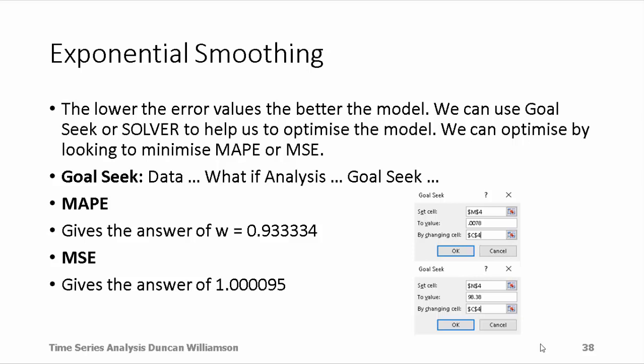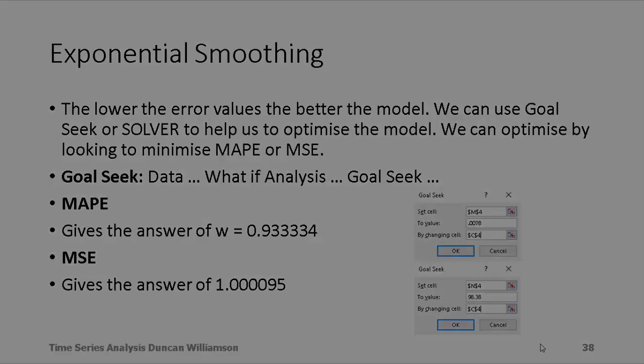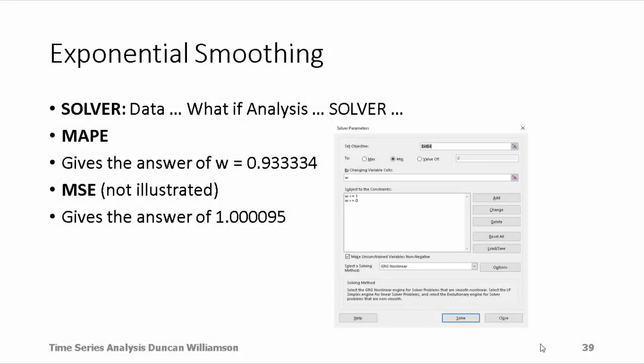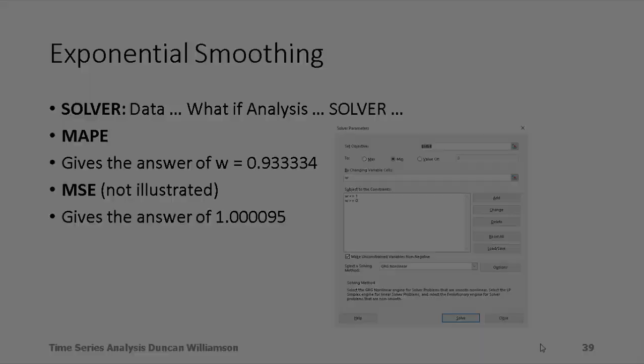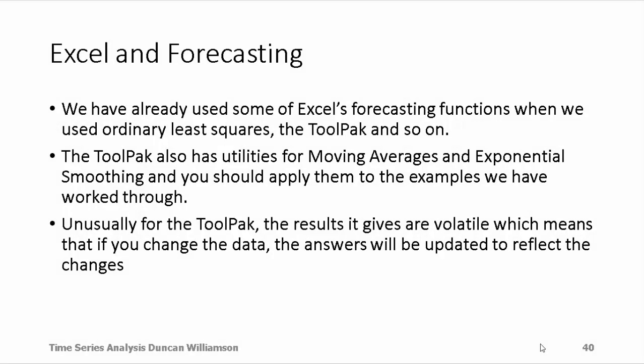GoalSeek: data, what if analysis, GoalSeek. Minimizing MAPE gives the answer of 0.933334. Minimizing MSE gives the answer of 1.000095. If we use Solver: data, what if analysis, Solver, MAPE gives the answer of W equals 0.933334, the same, and MSE gives the answer of 1.000095, again the same.